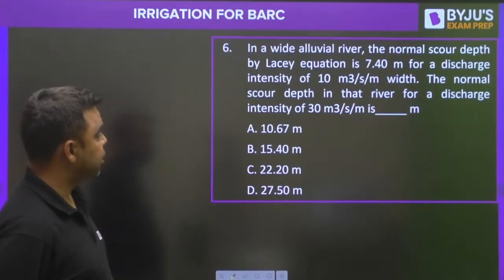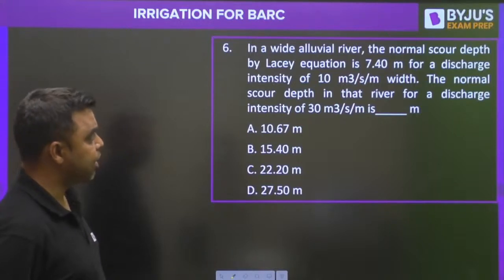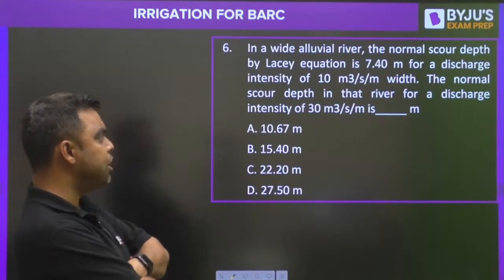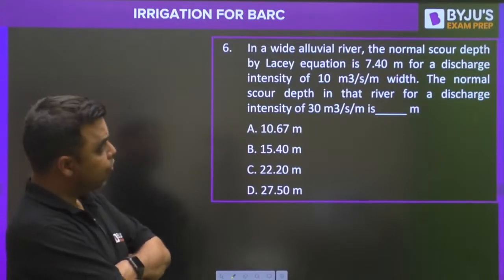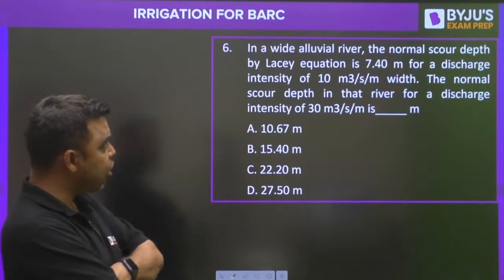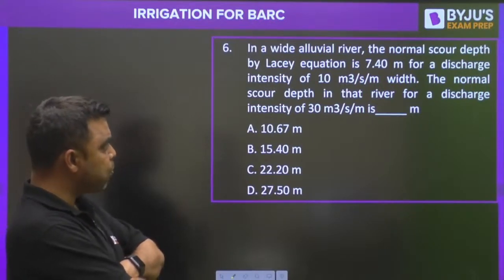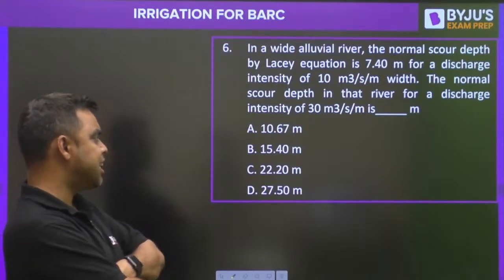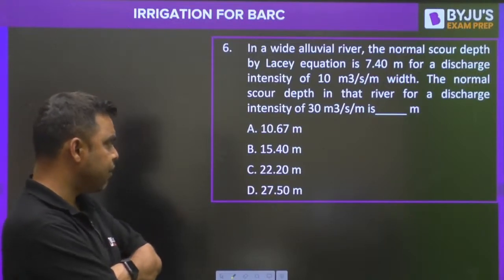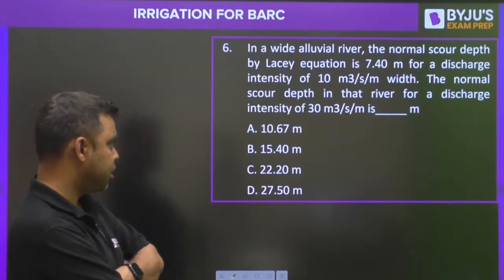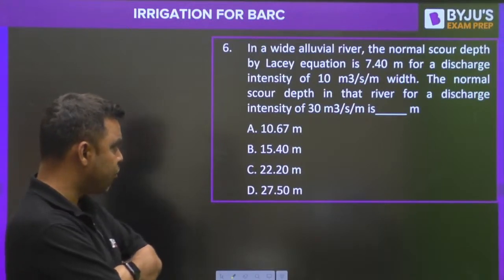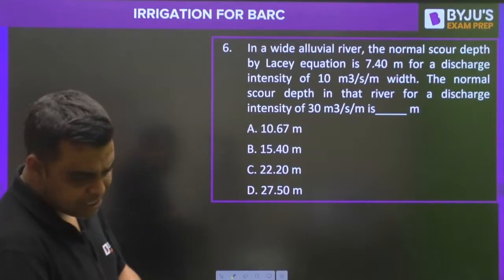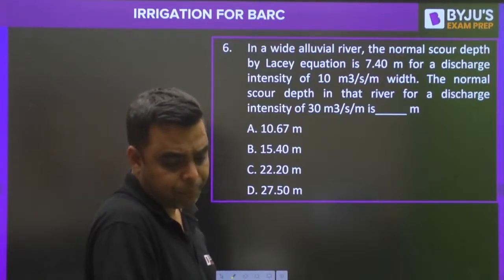This is a question. In a wide alluvial river, the normal scour depth by Lacey's equation is 7.4 meter for a discharge intensity of 10 m³ per second per meter width. In that river, for a discharge intensity of 30 m³ per second per meter, what is the normal scour depth? So guys, please let me know the answer. What could be the possible answer?